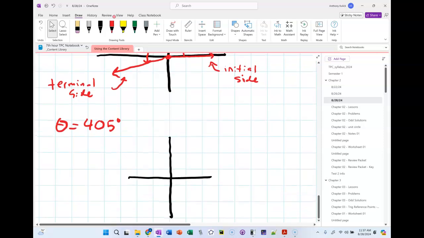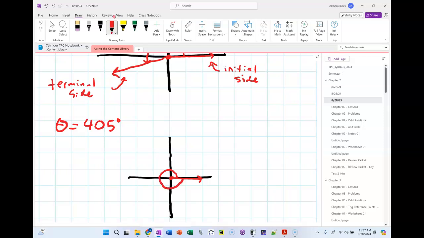All right, so 405. Seems like there's no way to do that, Mr. Kulik. Well, sure there is. So 90, 180, 270, 360, and we'll just go 45 more. And there's my 405 degree angle.